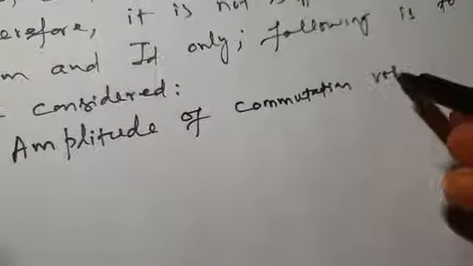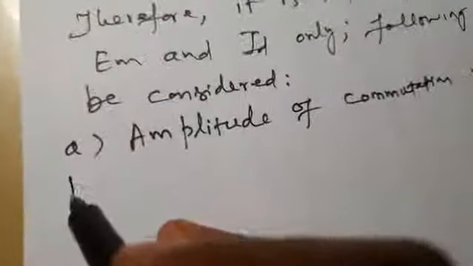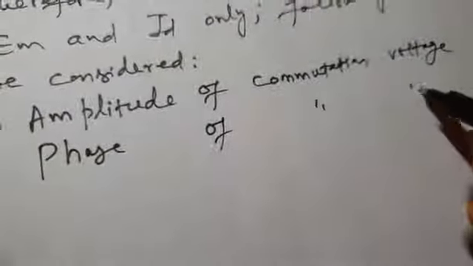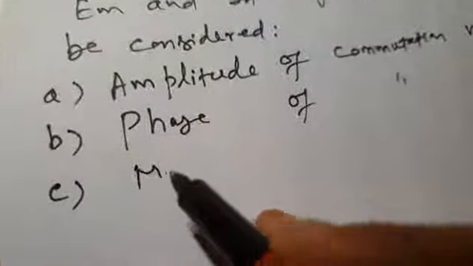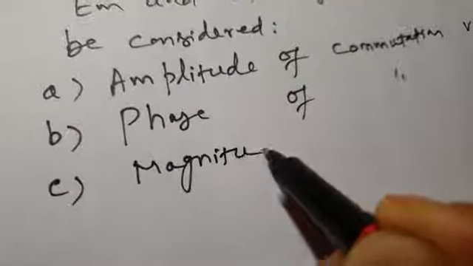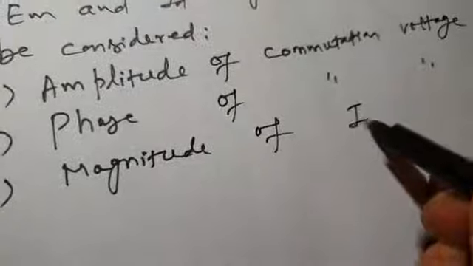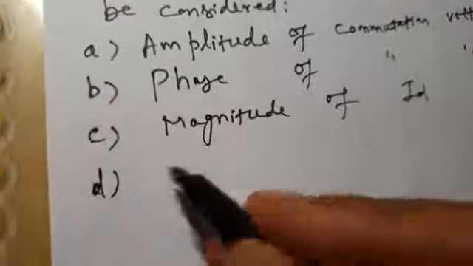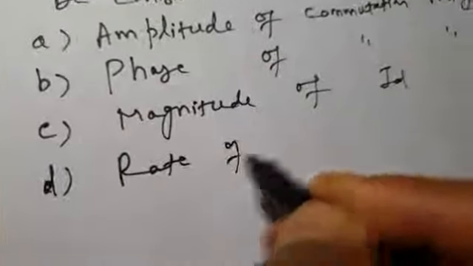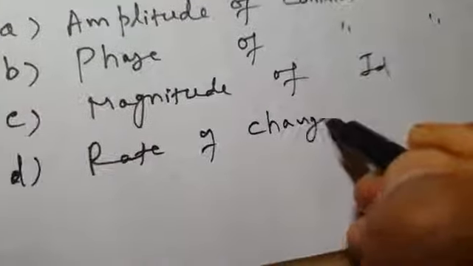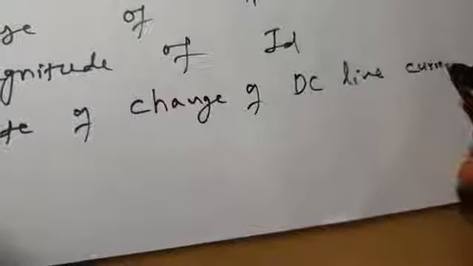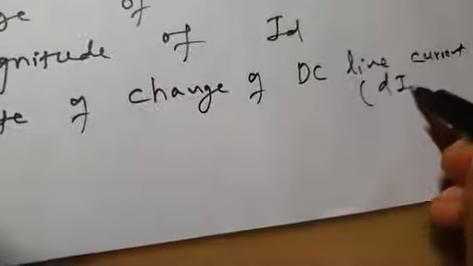Amplitude of commutation voltage. Not only the amplitude of commutation voltage, but also the phase of commutation voltage. Third is the magnitude of DC line current, ID. Your controller should know this also, and it should very accurately know the rate of change of DC line current. That is, it should accurately know di/dt.